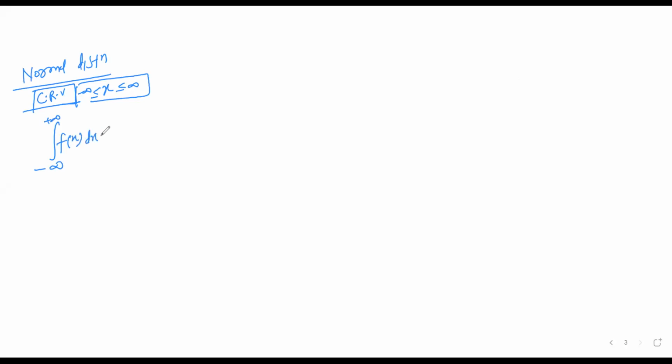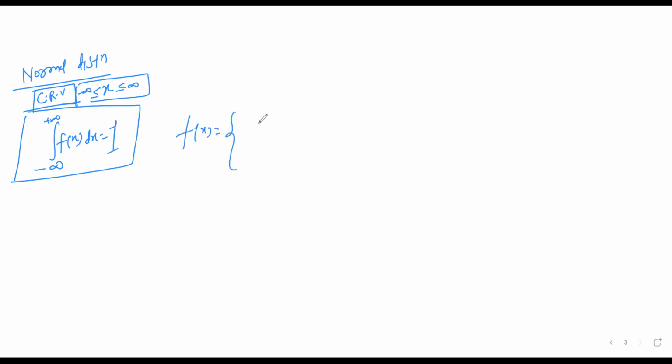Okay, so here we'll continue. The next distribution is the normal distribution. The normal distribution comes under the CRV, continuous random variable. And here the random variable varies from minus infinity to plus infinity. You remember that. In this case, the probability density function value from minus infinity to plus infinity will be equal to 1.